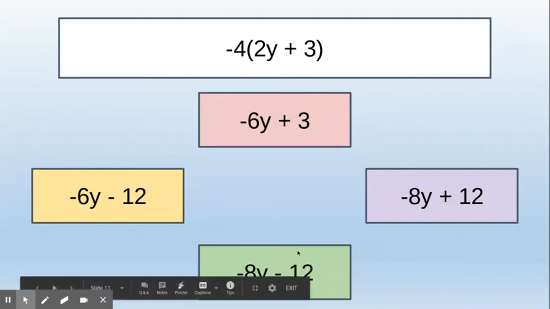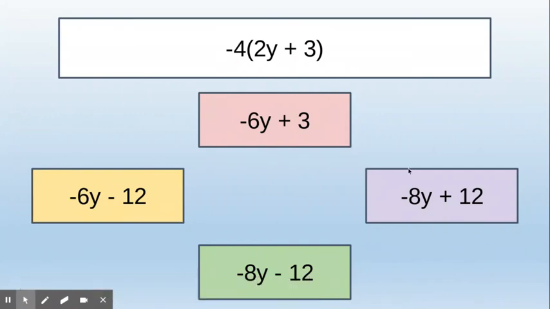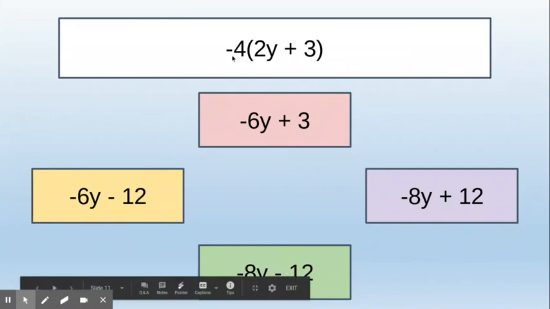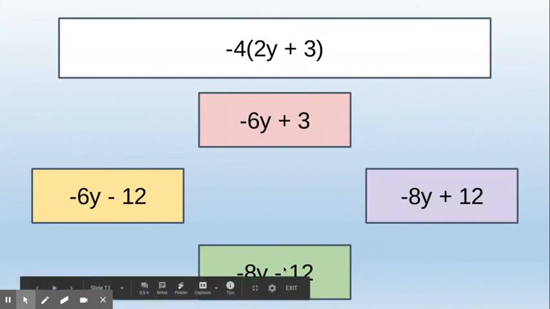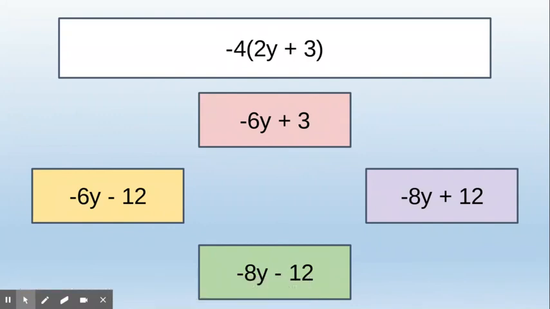The correct answer is -8y minus 12. This one could be a little tricky with that negative sign. This one right over here might be tempting, but the reason why it's minus 12 is because you're distributing: you're multiplying a -4 with a +3, and a negative times a positive would give you a negative. So we have -4 times 2y, which is -8y, and -4 times 3, which is -12. Ready? 3, 2, 1.